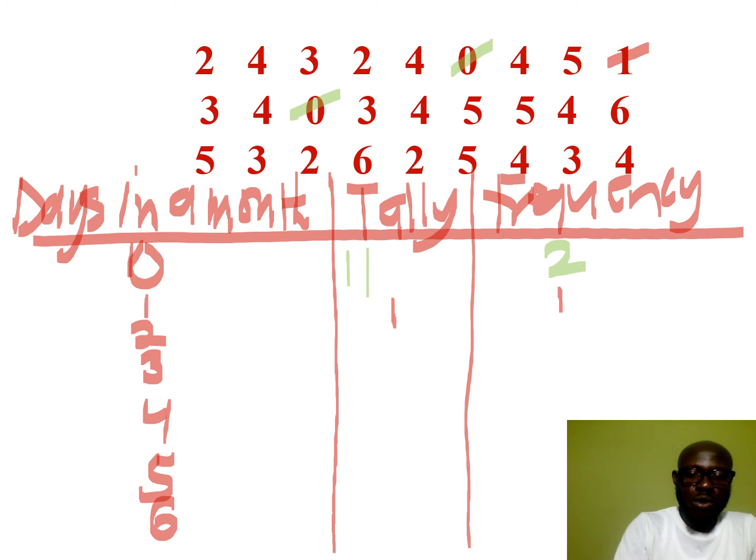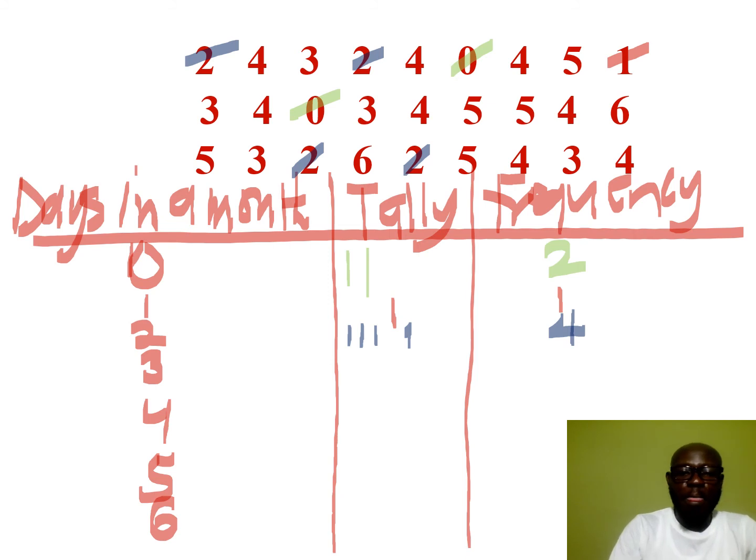So 2, we will have 1, then we record 2, we record, let's see, okay, 3, you record, 4, you record. So we can write the frequency over here. Now let's move to 3.